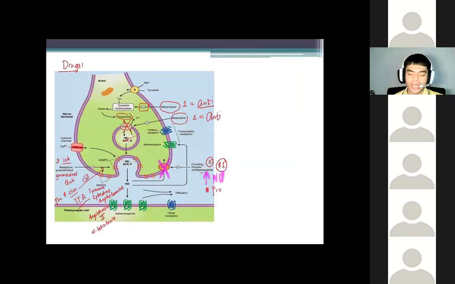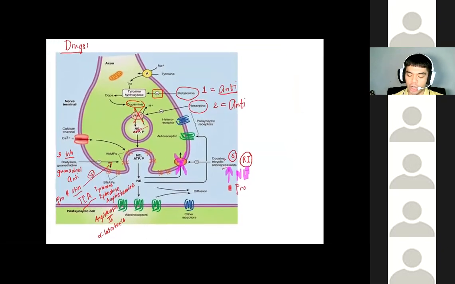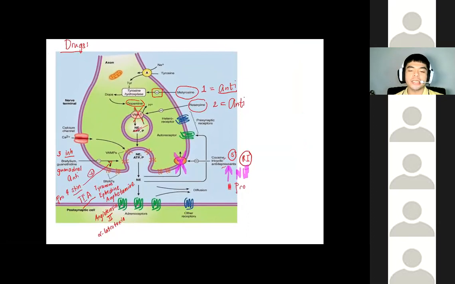Okay? So taken all together, these are the drugs that can alter synaptic neurotransmission of the sympathetic nervous system. Going back, we have metyrosine, reserpine, we also have inhibitors and stimulators of exocytosis, and finally, reuptake inhibitors. Ang takeaway nyo dito is alamin kung enhance or reduce effect sila. Okay? Kung enhance or reduce effect.